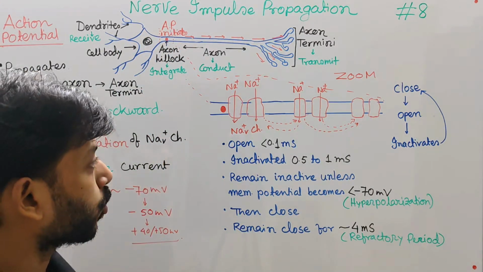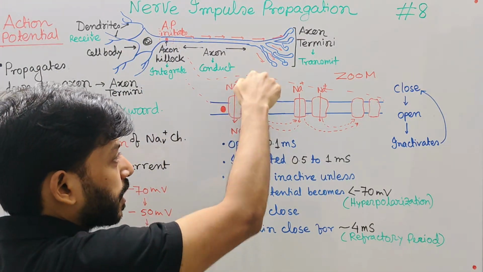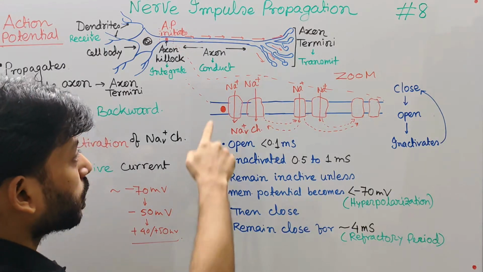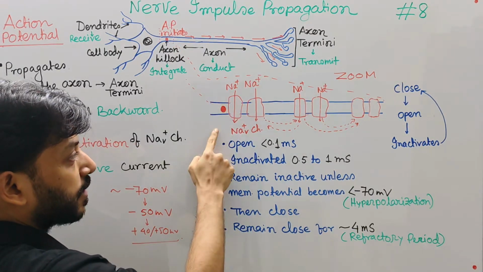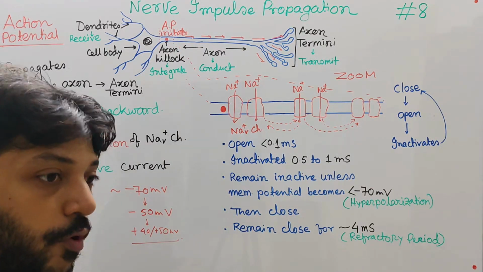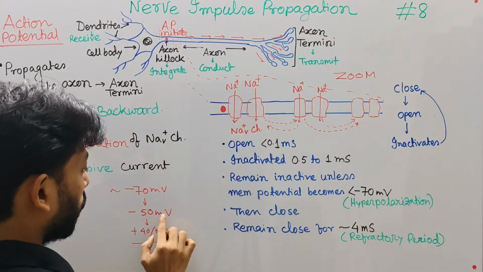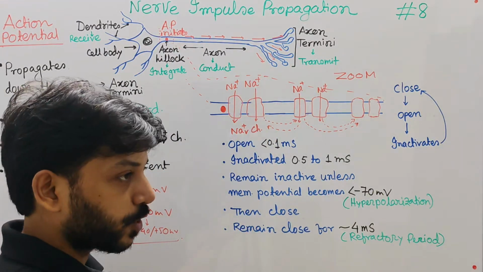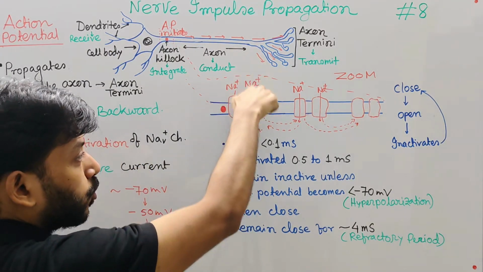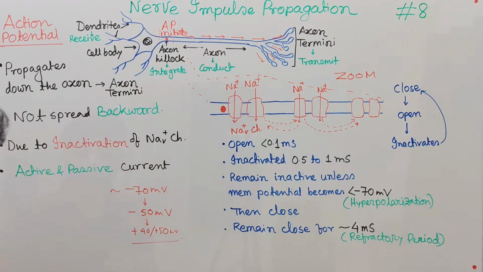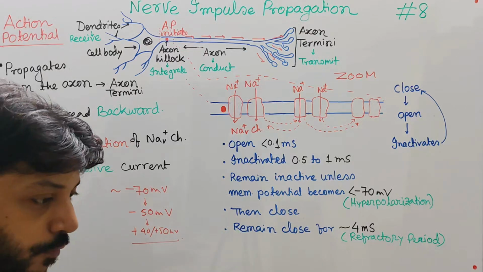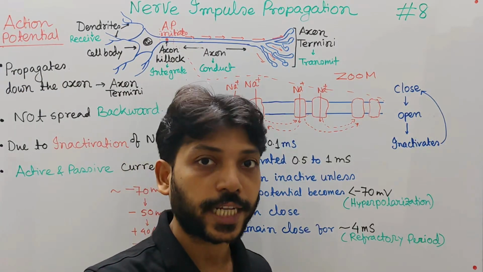And through those voltage gated sodium channels, sodium actually enters inside the neuron because the outside concentration of sodium is high and inside is low. And we know that ions move from higher to lower concentrations. So when these voltage gated sodium channels open during this voltage change, the sodium flows inside the axon, and that's called active current. So when sodium flows through the sodium channel, we will call it active current.